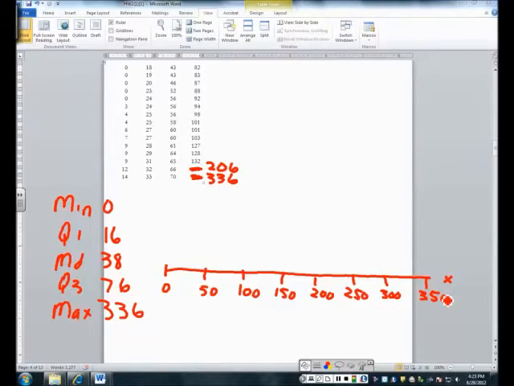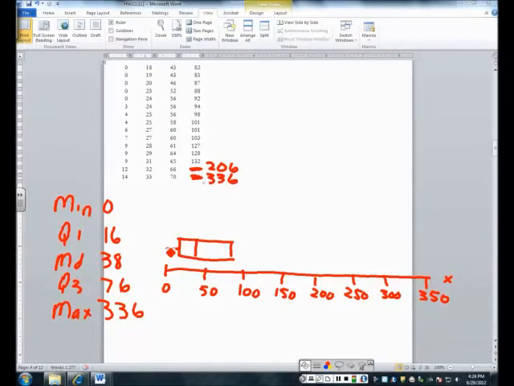And then I'm going to put the box just where it was before, starting at 16, the Q1, and going up to 76, Q3. Put a line in the middle for the median at 38. I know there aren't going to be any outliers or extreme values in the bottom, so I'm just going to extend down to 0. Now what we want to do is check to see if there are any outliers or extreme values. And I'm going to check for outliers first.